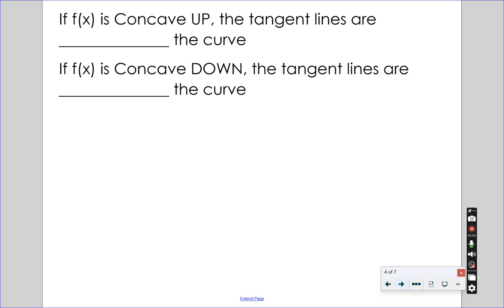All right, if f of x is concave up, the tangent lines are blank the curve. Let's think about it. Concave up looks like this. Where would the tangent line be? Below it. Anywhere I draw a tangent line is below the curve. If f of x is concave down, all the tangent lines are above the curve.